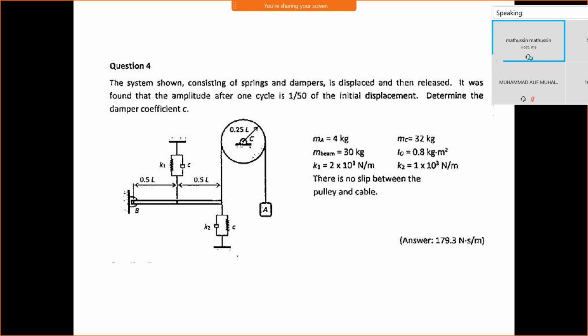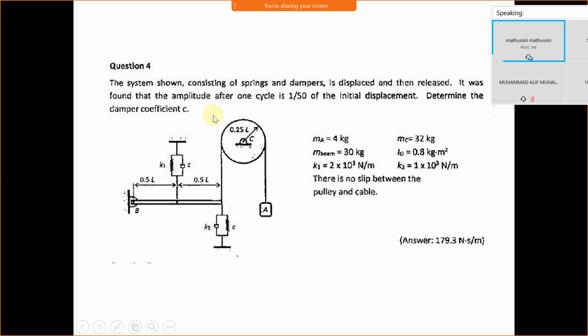Okay, so let's have a look at this question. The system shown consisting of springs and dampers is displaced and released. It was found that the amplitude after one cycle is 1/50 of the initial displacement. Determine the damper coefficient C. We need to find what our damper coefficient C is.